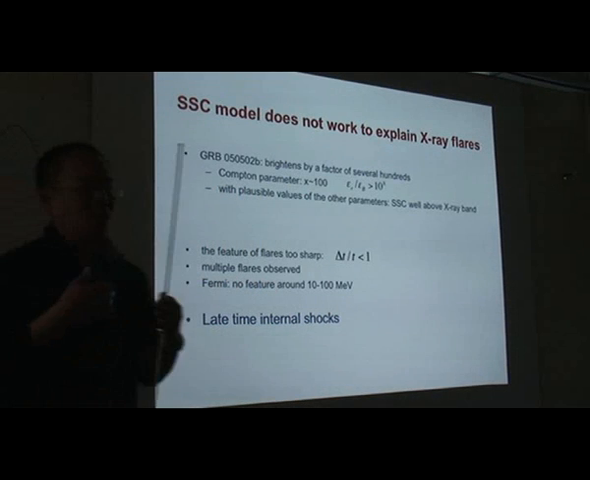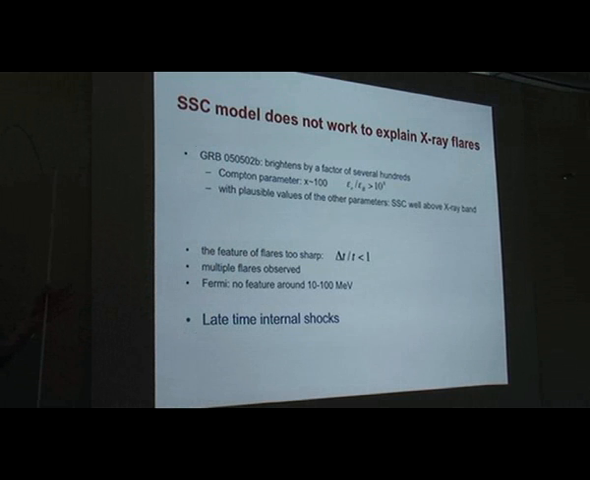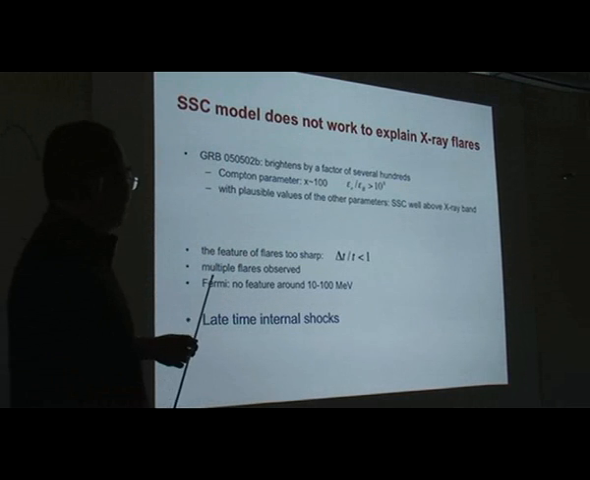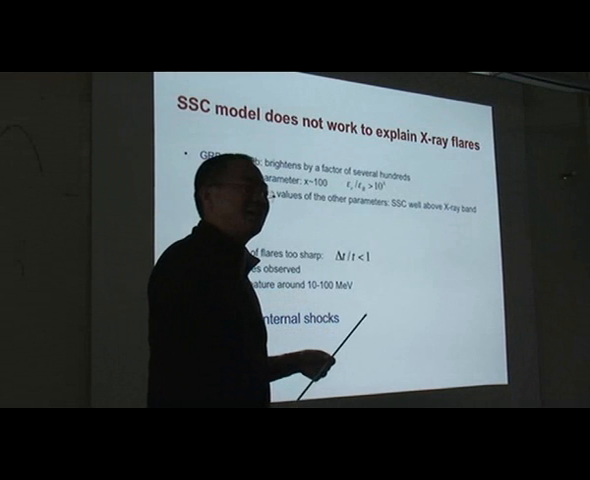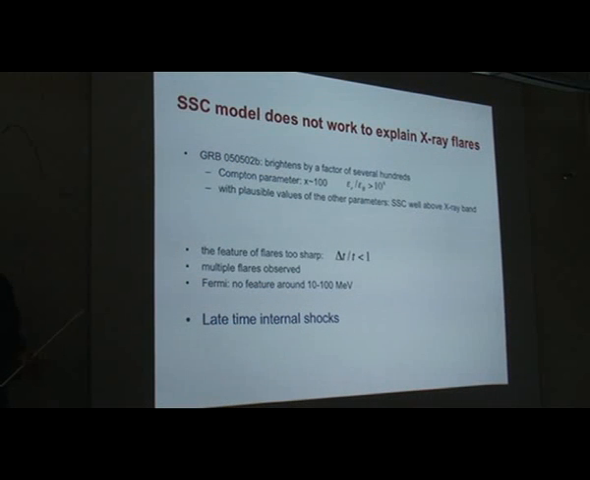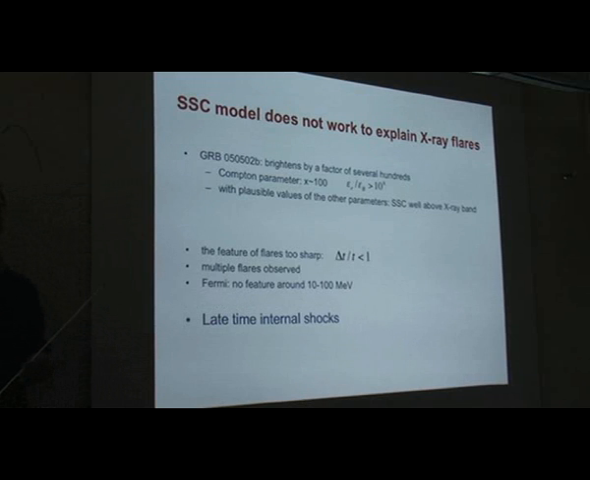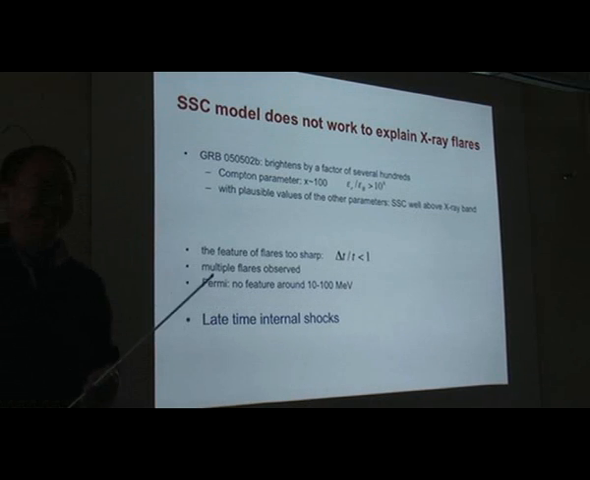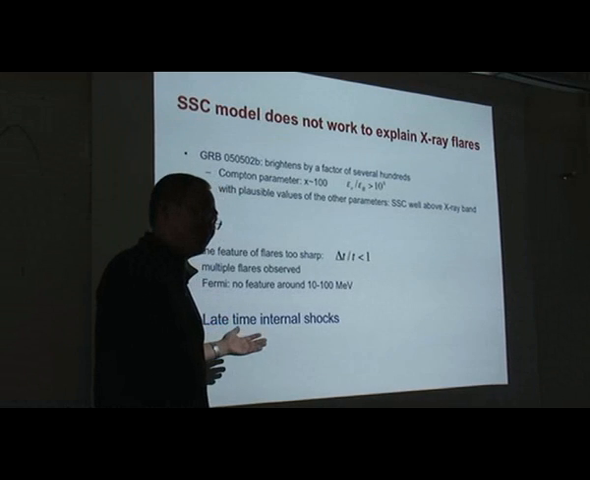And reverse shock is just one shot. So obviously we have multiple flares. It's very difficult to explain. And the recent thing could be Fermi. I don't know how is the report, most recent result, but at least don't indicate anything about additional component around 10, 100 MeV. Maybe there is some secret, but today, standard model to explain X-ray flares is late internal shocks.